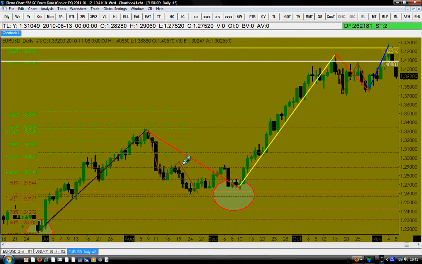At the end of the second Elliott wave, the price will usually move down in the region of the 61.8% Fibonacci, between the 50% and 61.8% Fibonacci retracement level of the first Elliott wave right here.